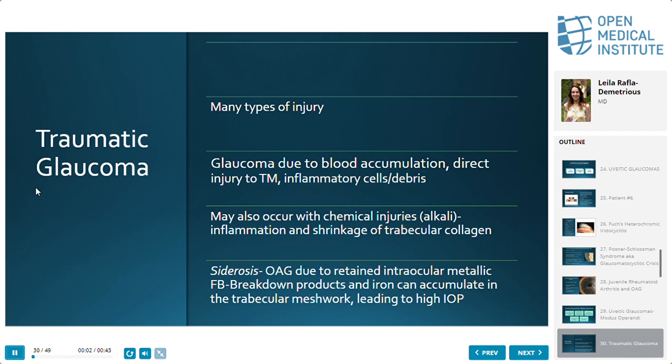So let's turn now to traumatic glaucoma. Many types of injury can lead to glaucoma, and glaucoma can be due to either direct injury to the trabecular meshwork or inflammatory cells, debris, and blood blocking the angle. It can also occur with chemical injuries such as alkali injuries, which cause inflammation and shrinkage of the trabecular collagen. As a side note, siderosis, which we don't see too often but is interesting, is due to a retained intraocular metallic foreign body, especially those with a low redox potential, such as iron and copper. These breakdown products can accumulate in the trabecular meshwork and lead to a secondary glaucoma.